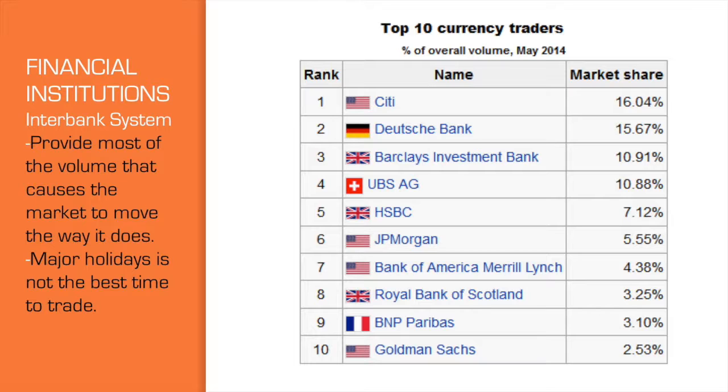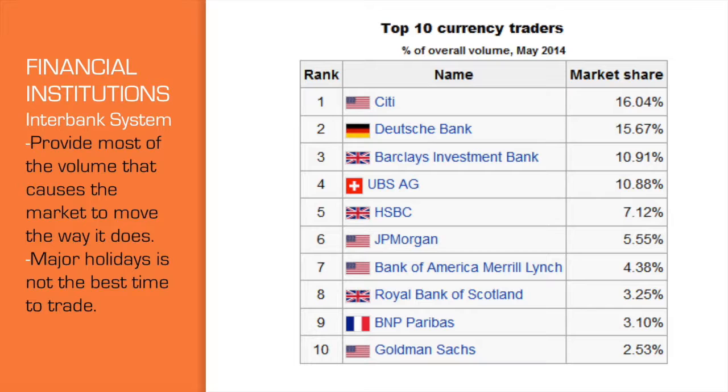Another major player are banks and financial institutions. Banks are involved in foreign exchange transactions for many reasons, whether it's for business transactions or for personal use. They deal with a large amount of foreign exchange at any time. One of the main players is the interbank market. The interbank market is made up of the major banks that you and I both know well, such as US Bank, Wells Fargo, JP Morgan, Barclays, HSBC, to name a few. These are the players that provide the most volume that causes the market to move the way it does.